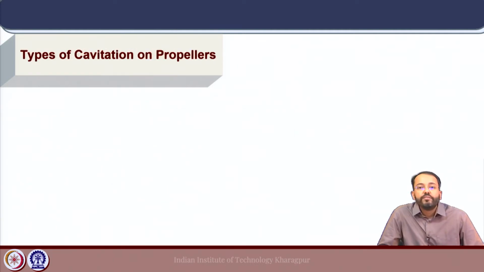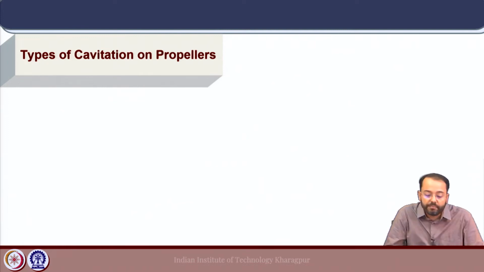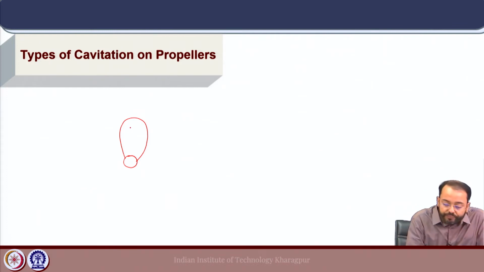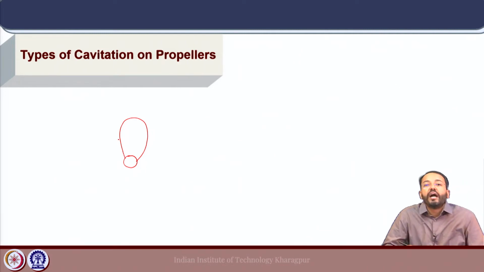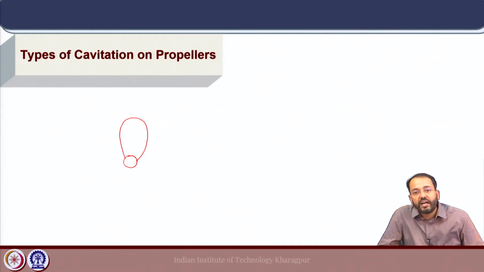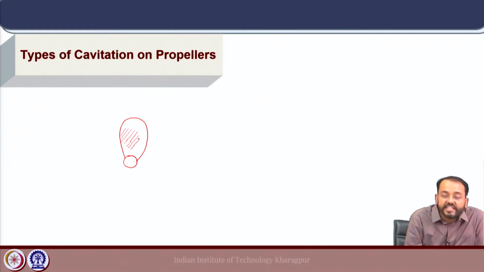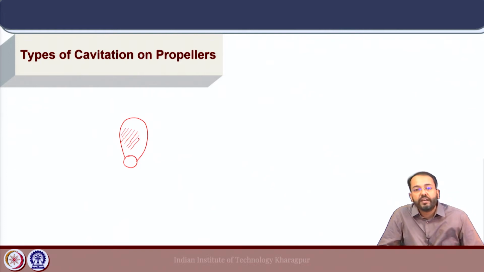For propeller blades, we have seen different patterns of cavitation depending on both the type as well as its location on the propeller blade. So, if we have a propeller blade here, it can happen that due to high angles of attack combined with higher velocities on the propeller blade, a certain portion on the blade can have a sheet of cavitation happening over the suction side typically.